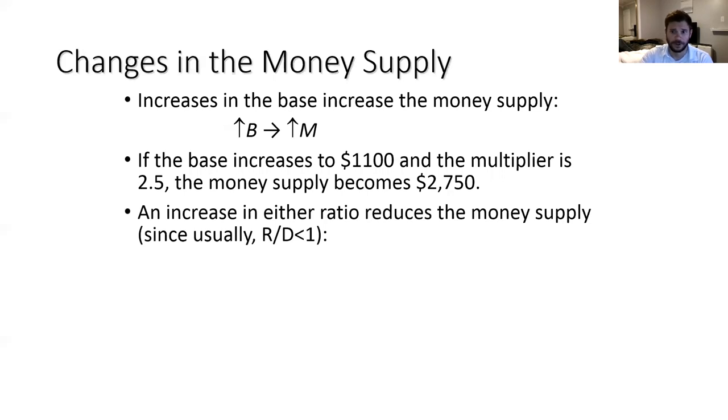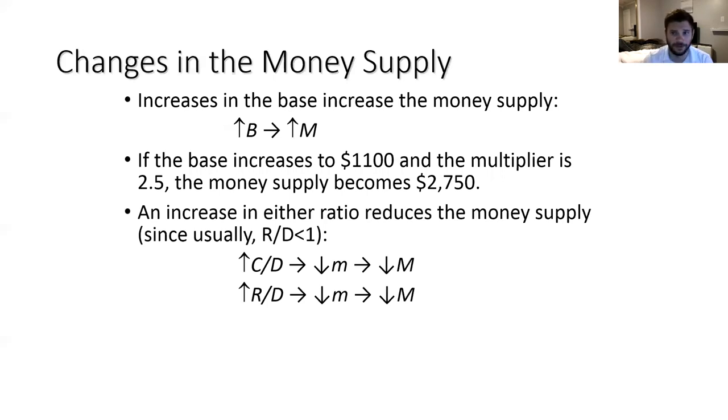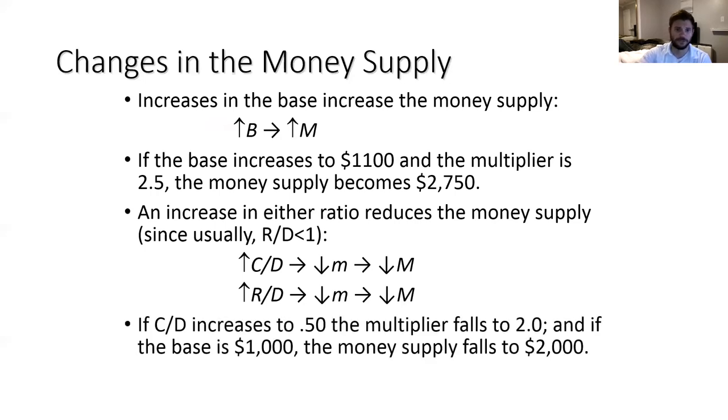Okay, so increasing the currency to deposit or the reserve to deposit ratio, they typically push the multiplier down, with the exception of one unusual case where R over D is bigger than one. But in general, an increase in either ratio reduces the multiplier and hence would reduce the money supply. You can check in this numerical example, so try this yourself, that if we were to increase the currency to deposit ratio to 0.5, this actually causes the money multiplier to fall, even if the Fed doesn't do anything, even if the central bank does nothing.